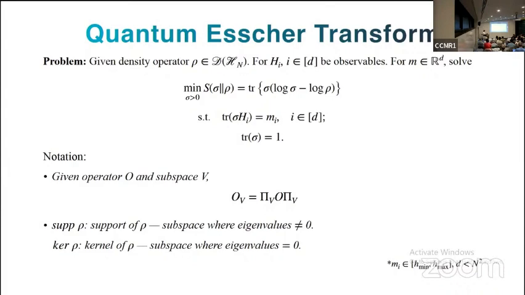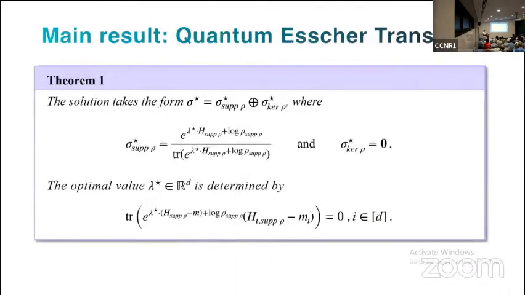The relative entropy is only finite if sigma is contained within the support, the subspace where rho's eigenvalues are non-zero. So it leads us to the main results, the first main result in our work.